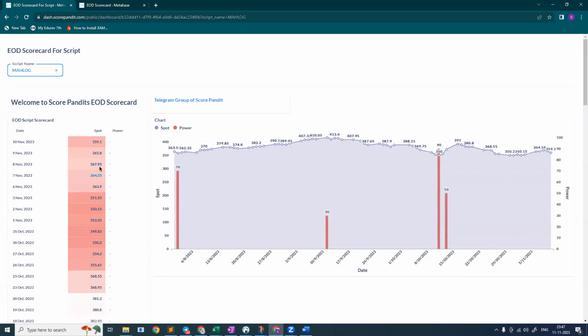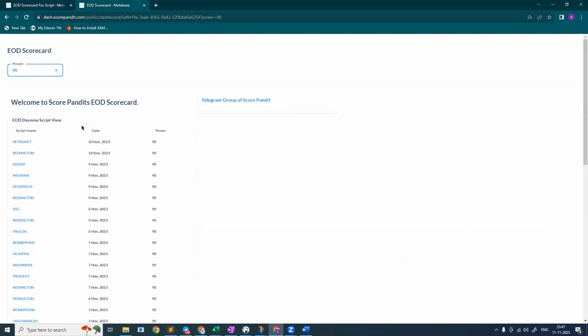So that is how you can see the scorecard. And we also have another link where you can select proactively. If you select 90, for example, how many stocks in the near future are actually coming to 90's power? So you see Petronet is the next one, followed by Redington. So these are the stocks where you can basically invest in the coming days.